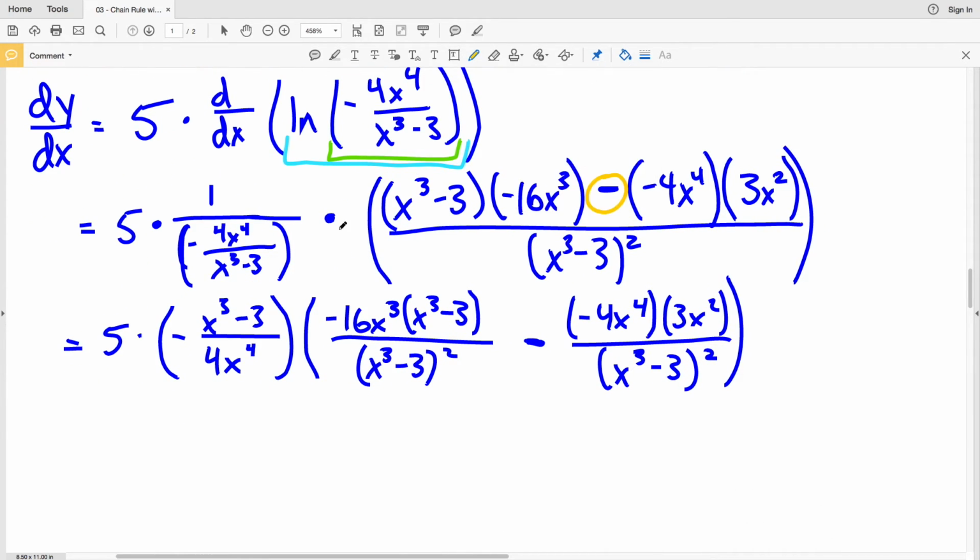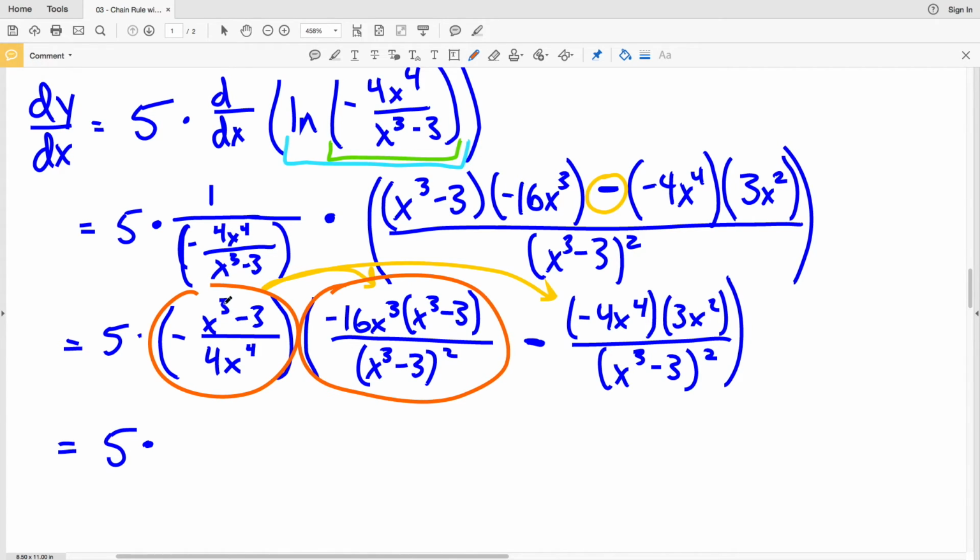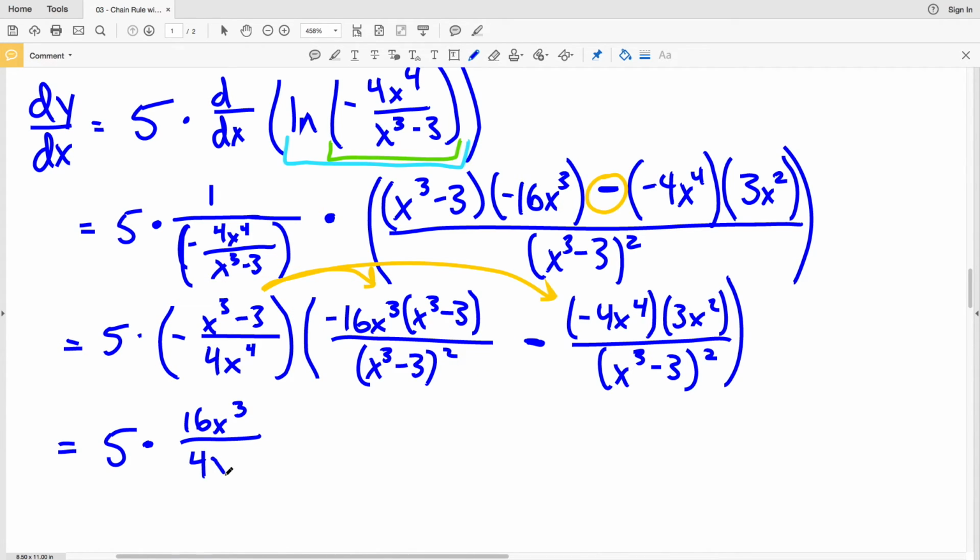Now in this next step, I'll be distributing my negative x cubed minus 3 over 4x to the fourth to each of my terms within that polynomial. So I'll have 5 times, now note, when I distribute to my first term, x cubed minus 3 will cancel out with one x cubed minus 3 in the denominator, and then you'll see my other x cubed minus 3 will cancel out with the last x cubed minus 3 in the denominator. So this is essentially x cubed minus 3 squared over x cubed minus 3 squared, which is 1. So all I have is negative 1 over 4x to the 4th times negative 16x cubed, which is going to be a positive 16x cubed over 4x to the 4th.